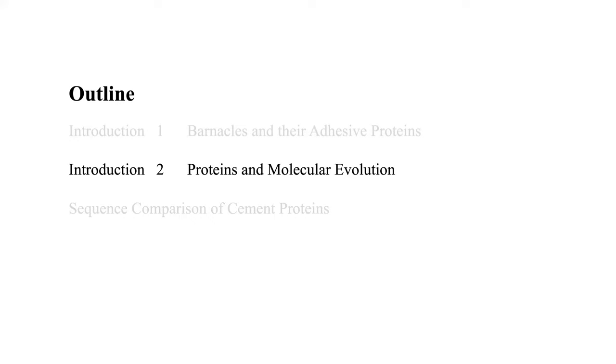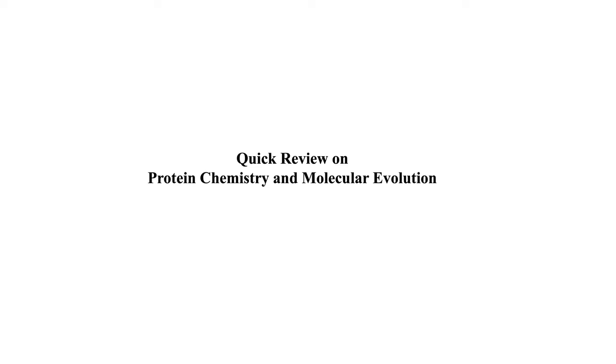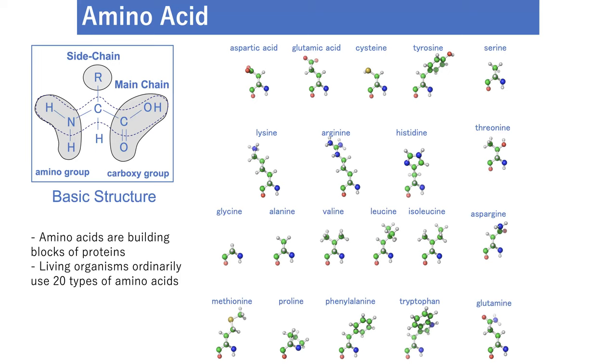Okay, at first, this is a quick review of protein chemistry and molecular evolution. Proteins consist of 20 types of amino acid residues. This is the structure of the amino acid. The amino acid consists of the amino group and the carboxyl group. And this part, the amino group, then this carbon, and this carboxyl group is called the main chain.